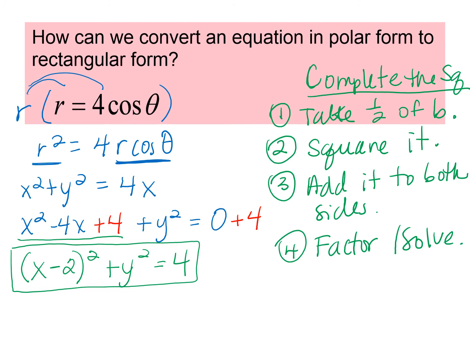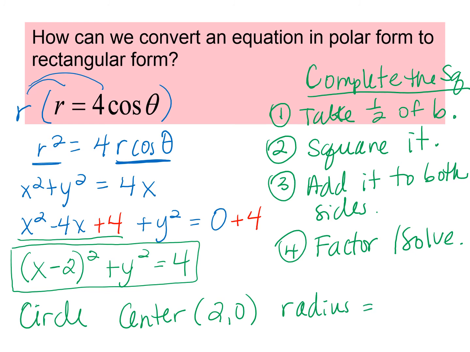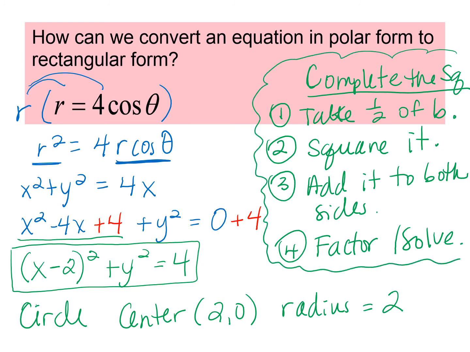And just for some more review, this graph would be a circle that has a center at 2, 0. Remember, it's always the opposite of what's in parentheses. And it would have a radius of 2, because remember, we have to take that square root of 4. So lots of review in that problem. Review of completing the square, and then again touching on the equation of a circle.